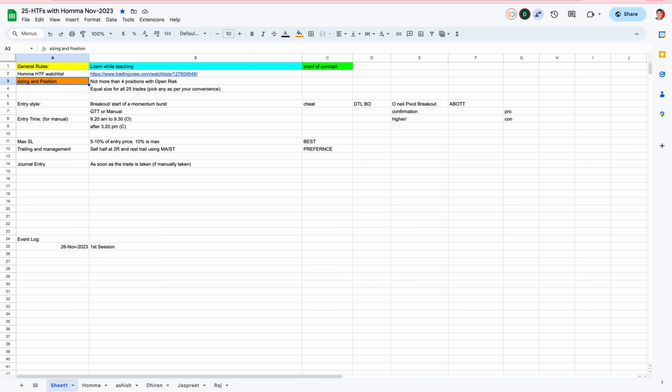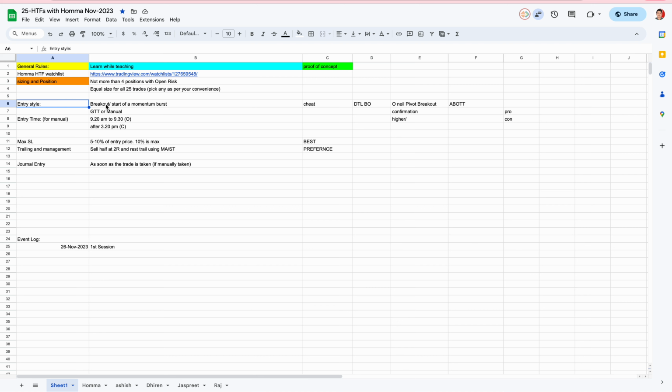So general rules about position sizing. One can take position size according to their wish and convenience. The only rule is that you have to pick equal size for all 25 trades. So you cannot trade 10,000 rupees for one trade and 50,000 for the other, right? Make sure that the sizes are equal, and no more than four positions with open risk. I will talk a little more about open risk money below.